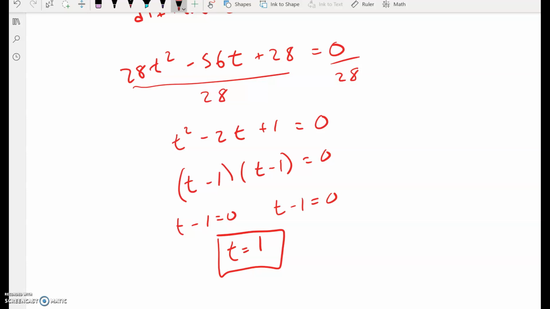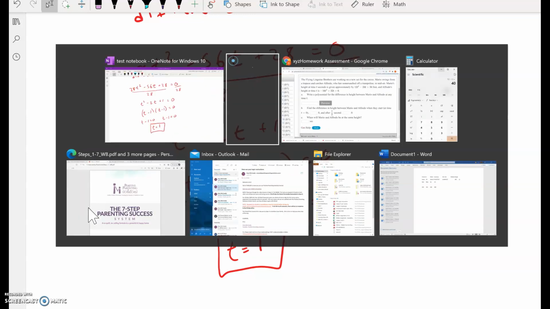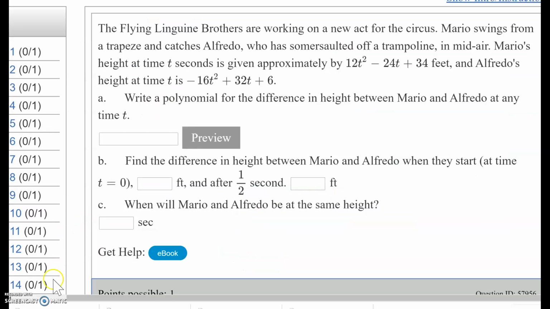And so that's probably when one performer will grab the other performer. Like if you've ever seen that kind of trapeze show, that's usually what they do. And that's it for the solution. So let's plug them in, make sure it all works.